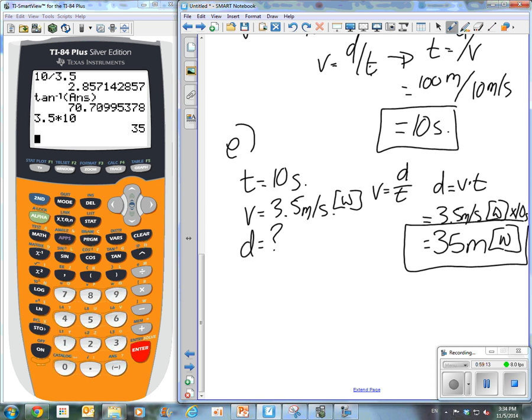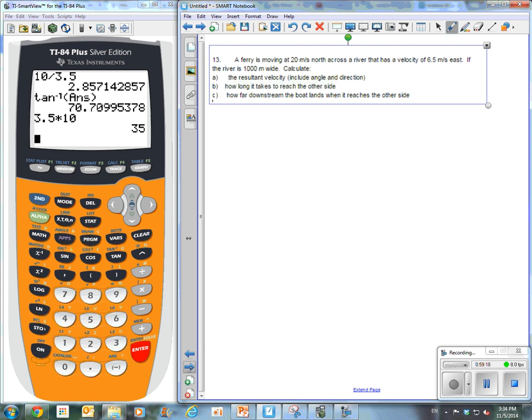All right. The next question says that a ferry is moving at 20 meters per second north across a river that has a velocity of 6.5 meters per second east. The river is 1,000 meters wide. We need to calculate the resulting velocity, including the angle and direction, how long it takes to get to the other side, and how far downstream the boat lands.